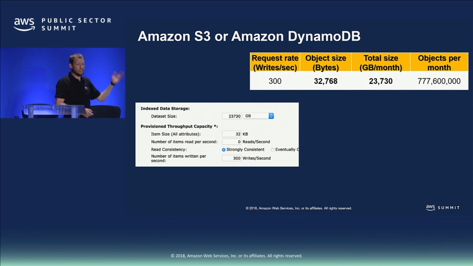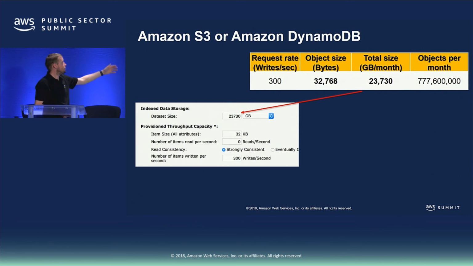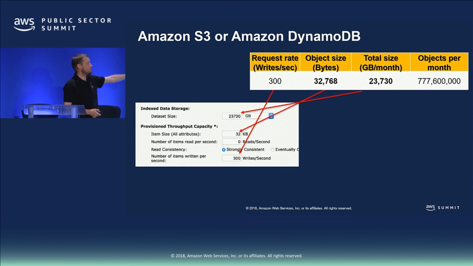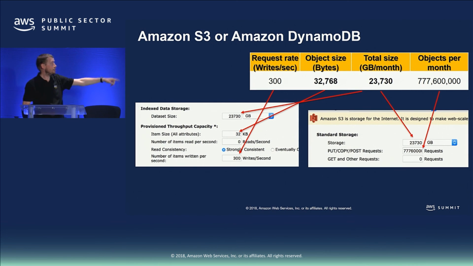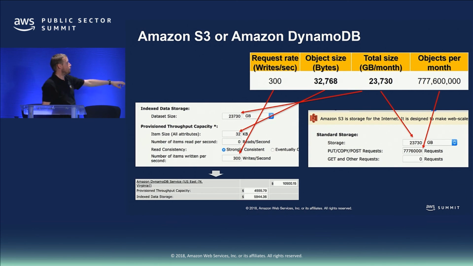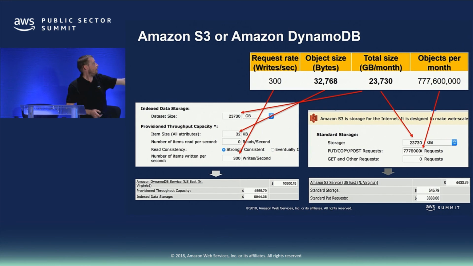So again, we take those figures and we put those back into the system. So if we put it into DynamoDB, what we're seeing is now there's a bigger data set size, a bigger item size, and the same number of items written. S3, bigger data size, same number of requests. This time, our DynamoDB price is $10,000 per month. Our S3 price is $4,500 per month.